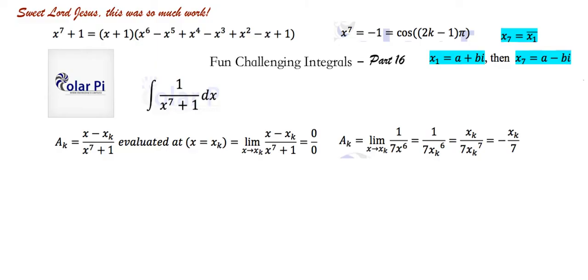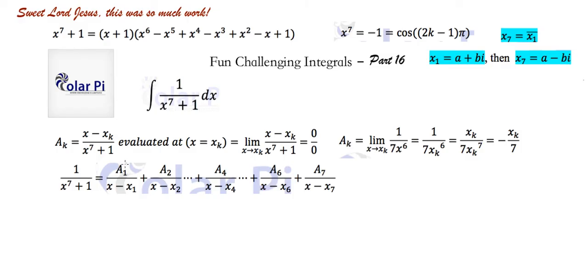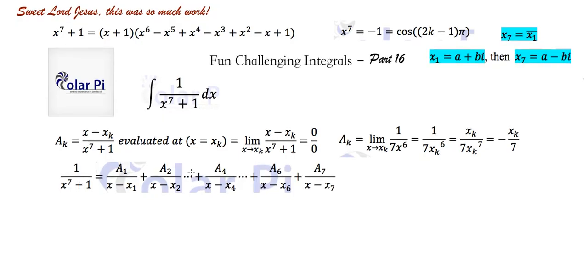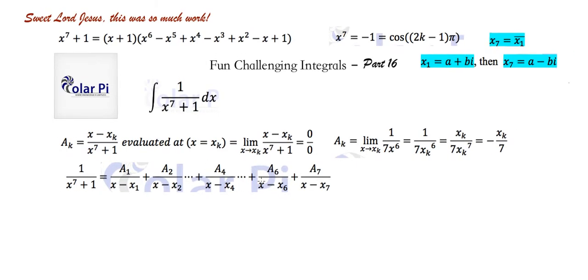Okay, cool. So where to from here? Well, now we figured out A1, A2, all the way through A7. And I've left out a couple of fractions, the same ones involving x sub 3 and x sub 5. Those, remember, are conjugate pairs. But otherwise, here's what our decomposition would look like, right?